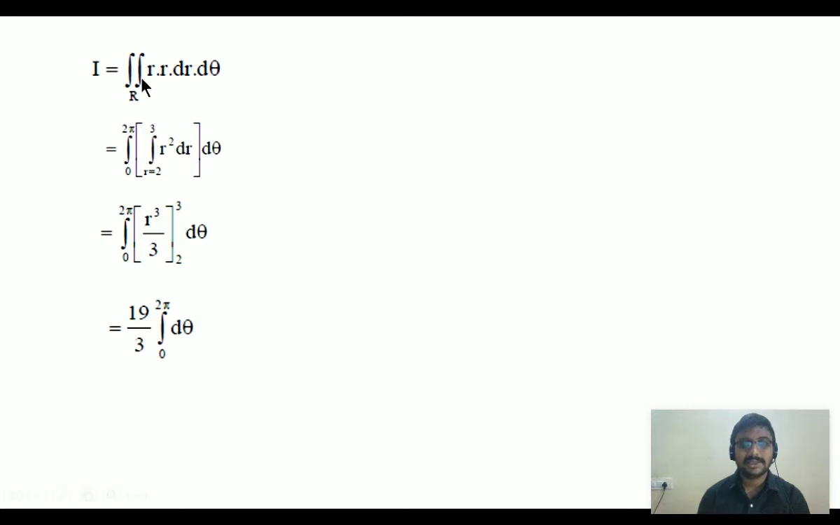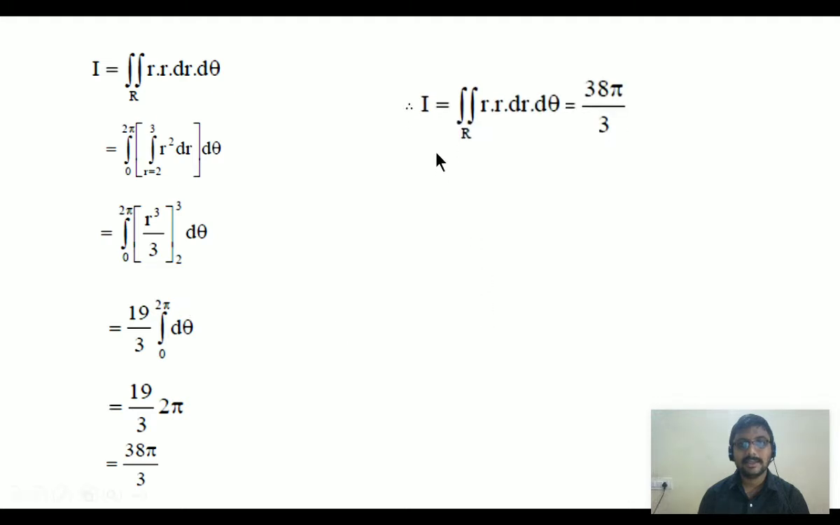Clearly the double integration now becomes a single integration. But what is the integration for d theta? Theta, limits 0 to 2 pi. Substituting the upper limit 2 pi. Now we can simplify, and multiplying we will get 38 pi by 3. 19 twos are 38, so 38 pi by 3 is the required result.